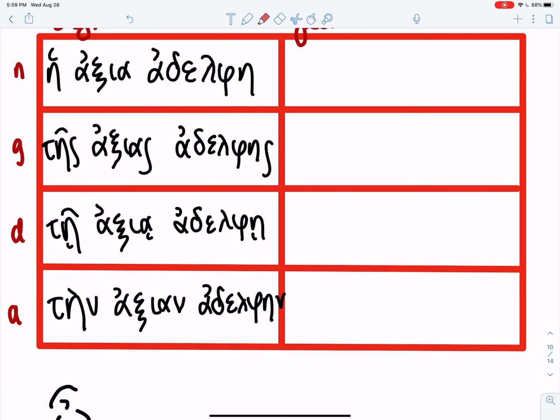article endings, what are my alpha endings, what are my eta endings. But really, once you get it in your head that you just need to keep track of each word as its own thing, then you should be smooth sailing.